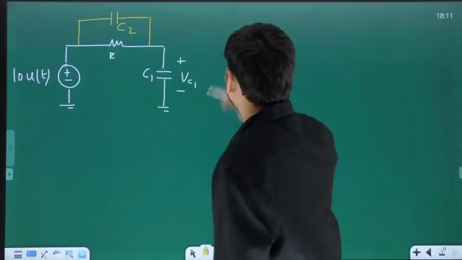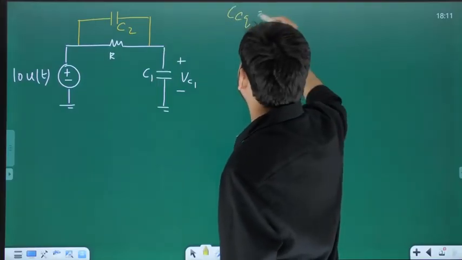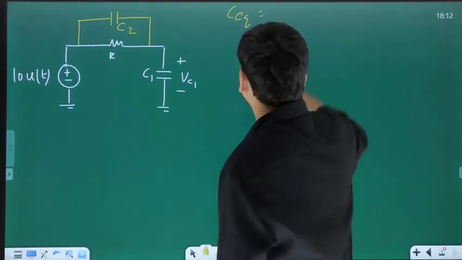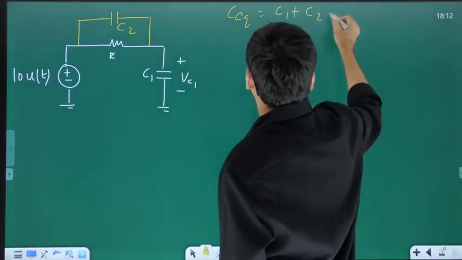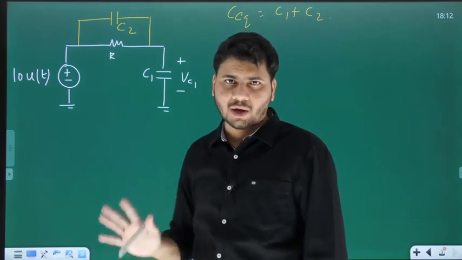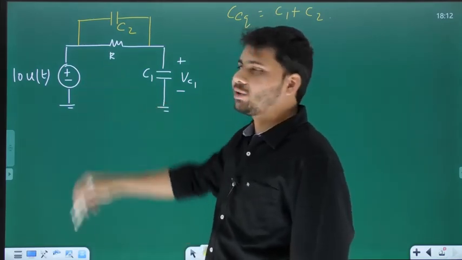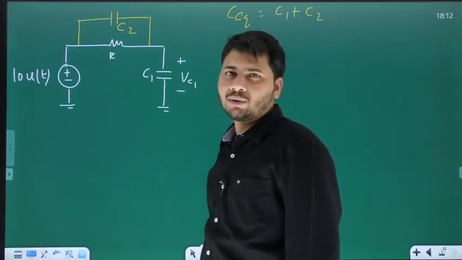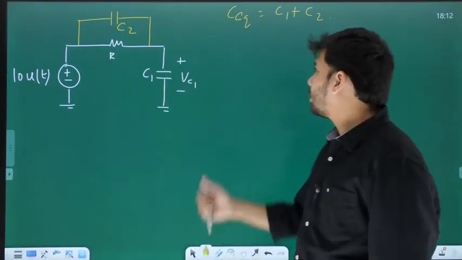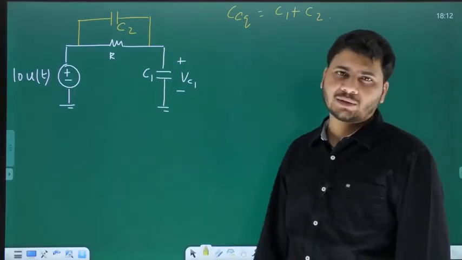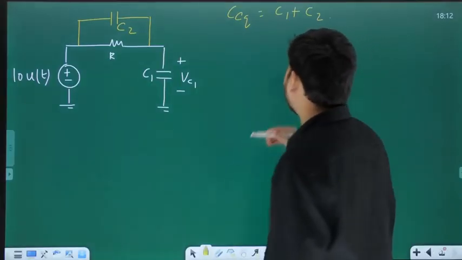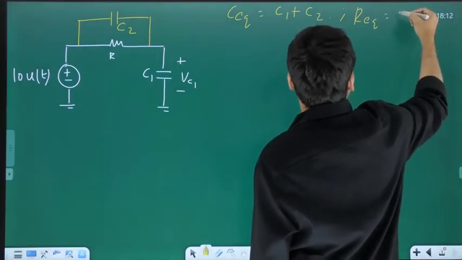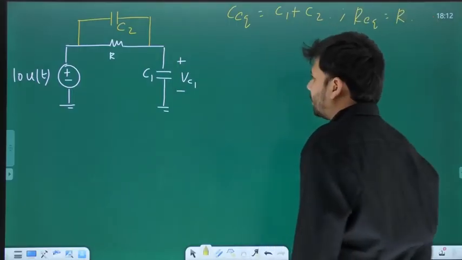C1 plus C2. So for this circuit, what is the equivalent capacitance in the simplified network? It is C1 plus C2. I hope you have followed this, okay? First, you make the input source 0. Then in the simplified circuit, C1 and C2 will appear in parallel, which can be clubbed into a single capacitance of value C1 plus C2. And of course, because there is only one resistance, the equivalent resistance is going to be simply R.